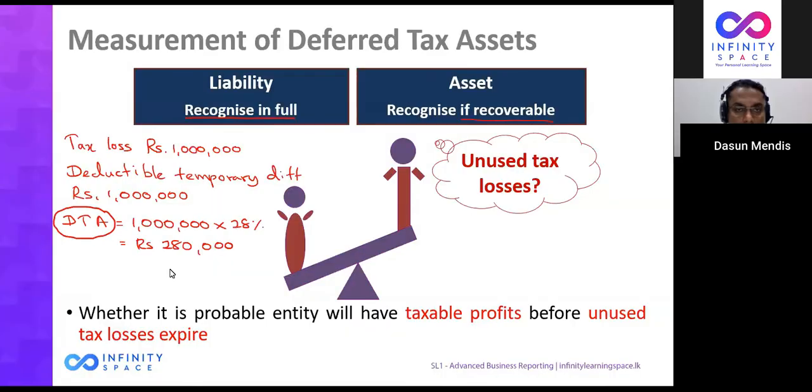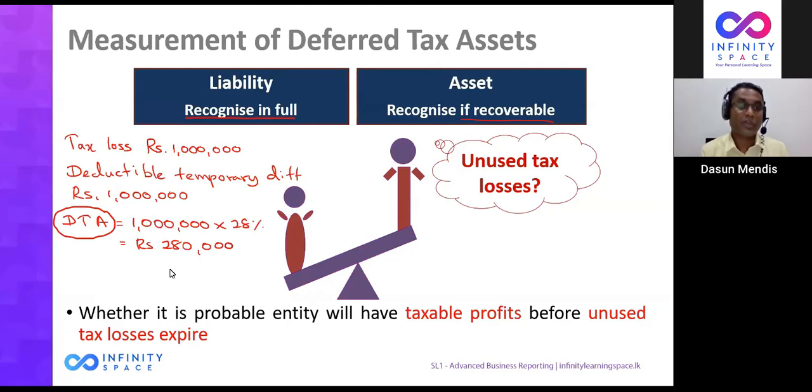So it seems that it is very difficult for them to make profits in the future. Because for you to recognize a deferred tax asset with regard to a tax loss, you should be pretty sure that you will make profits in the future. If you make profits in the future, then only can you what? Recover the tax loss. So that's why it's clearly mentioned you recognize the asset if it is what? Recoverable. So the way of recovering the tax loss is only if you make tax profits in the future.